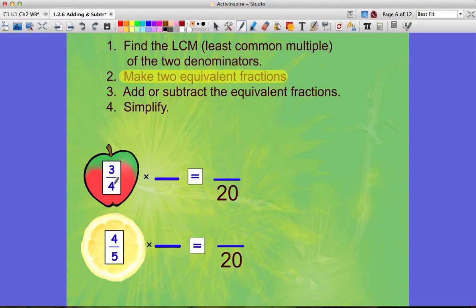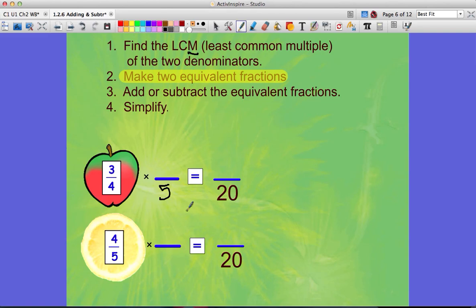So in this case I have to think, what do I do to 4 to get to 20? When we're making equivalent fractions, the only way you can do that is to multiply or divide. And in this case, since we're trying to go from 4 to 20, I know I have to multiply because multiplying is the only thing that makes my numbers larger. Also, it would help to remember that since we look for the least common multiple, and this is a multiple of 4, it would make sense that we have to multiply to get to it. So I know that in order to get from 4 to 20, I have to multiply by 5.